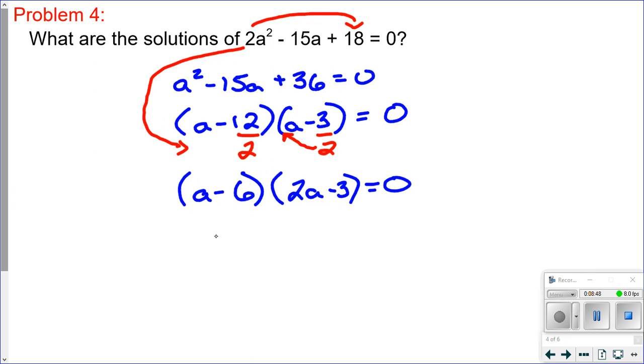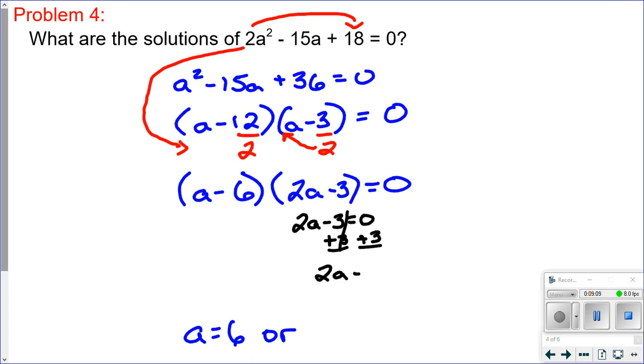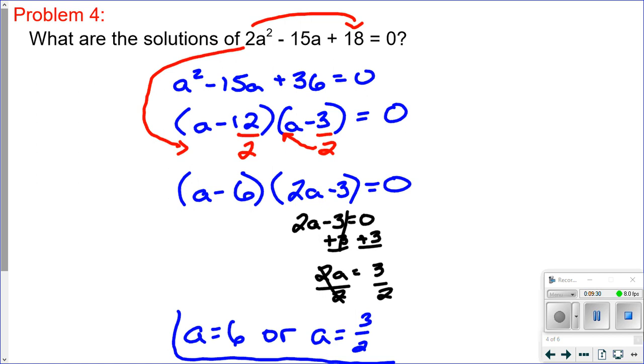So one of my solutions is a equals 6, right? For this one, I need to do a little bit of work. I've got 2a minus 3 equals 0, two-step equation, so add 3 to both sides. So that gives me 2a equals 3. Divide both sides by 2. And so a equals 3 halves. And so that would be your solutions to this quadratic. a equals 6 or a equals 3 halves. Either one of those answers, if you substitute it in, this equation will be equal to 0.